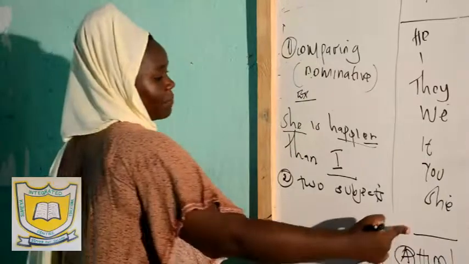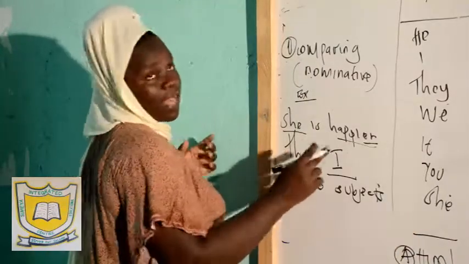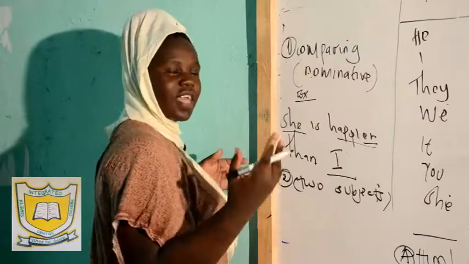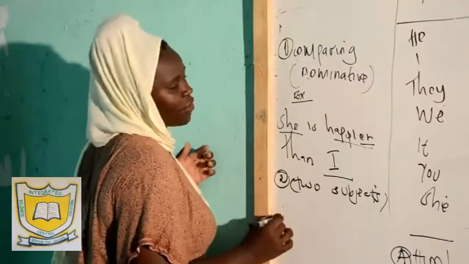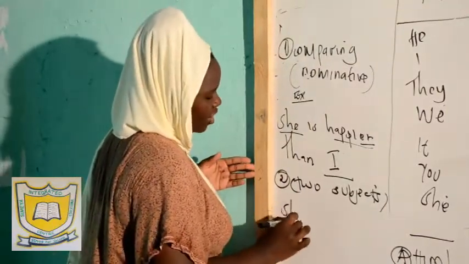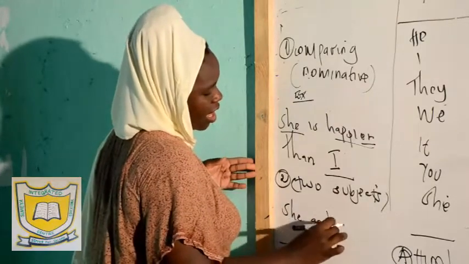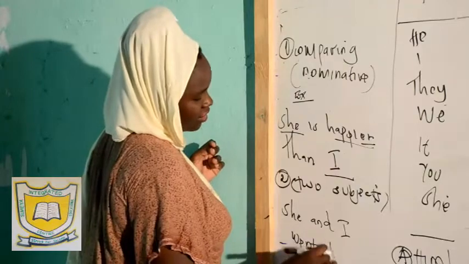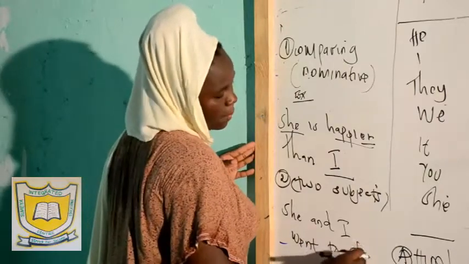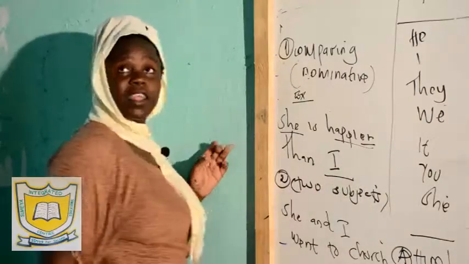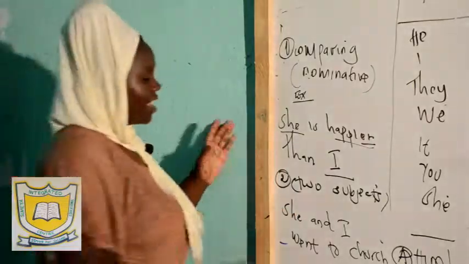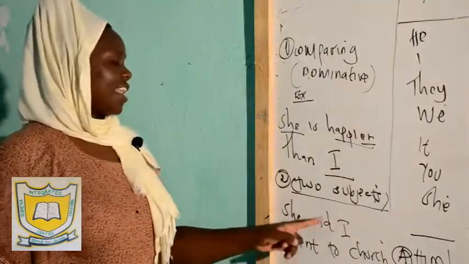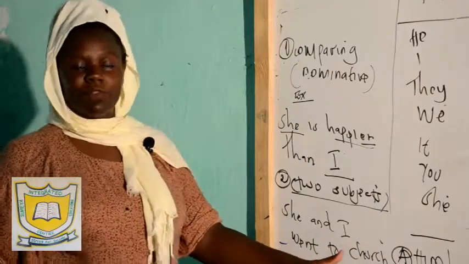Nominative. This brings me to my question. When you have two subjects in a sentence, what are the subjects? The doers of the action. So you can say, she and I went to church. That's an example in a sentence. Two subjects in a sentence, use the nominative pronoun. She and I went to church.